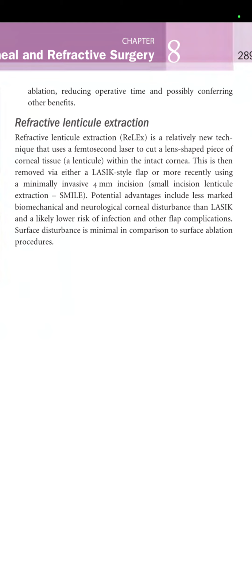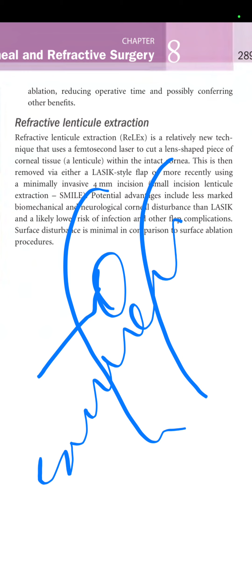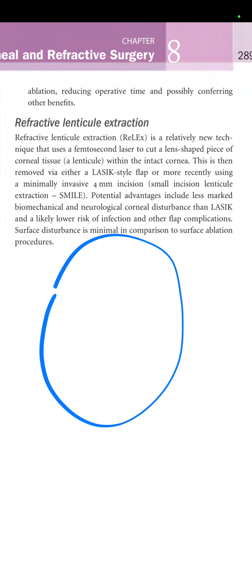So what happens is, in the intact cornea, you take a piece of the cornea, and that is called refractive lenticule extraction, and you can do it even with a minimal incision like SMILE, in which you put a small incision and then take out the lenticule. So this is the SMILE procedure.